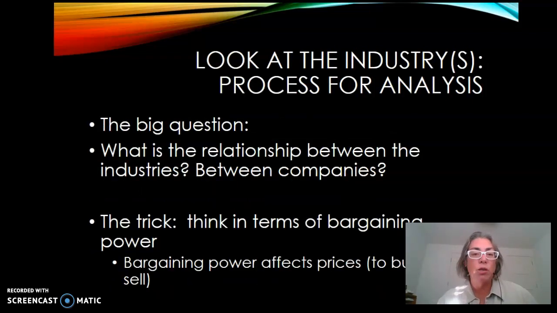The big question we always ask once we've defined the industry is to look at the relationship between industries and between companies. And what we're trying to do is to understand the relative power of these industries and companies, and we can think about that in terms of bargaining power. Bargaining power is sometimes negotiated directly, but mostly it's indirectly, but it's about how many suppliers are there and how many buyers are there, and how does that affect the prices.